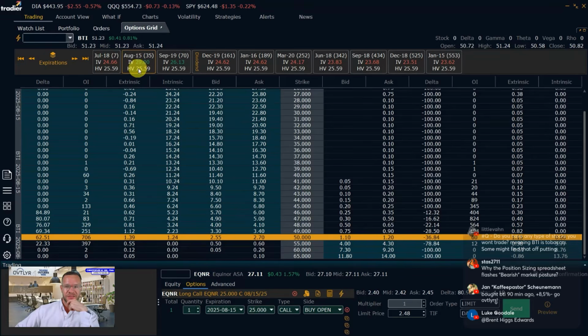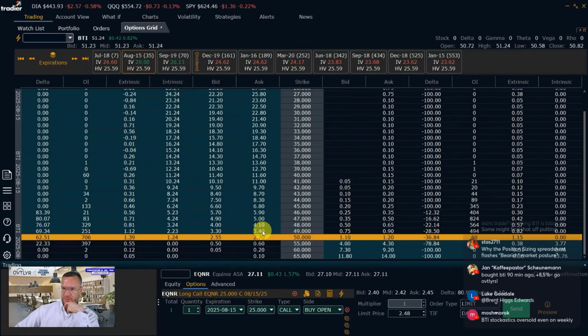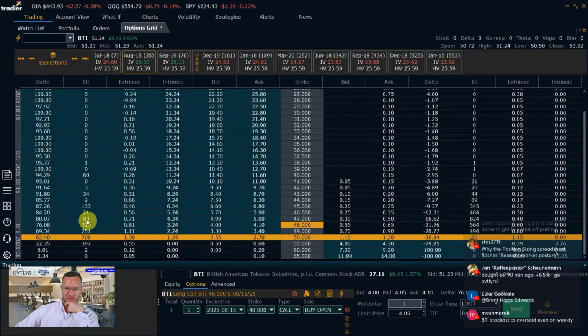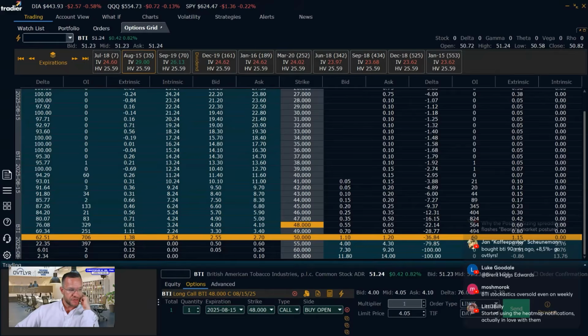I'm looking at the August 15th, which is 35 days out. Looking at the 48 calls. Now, why the 48 calls? First, it has 329 open interest. My minimum is 250. Next, let's talk about the extrinsic value.